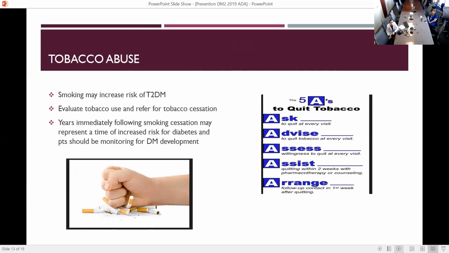So the other thing is that smoking may increase your risk of type 2, so just make it a point at every visit to ask and advise and keep assessing and try to help them to quit smoking in any way you can.